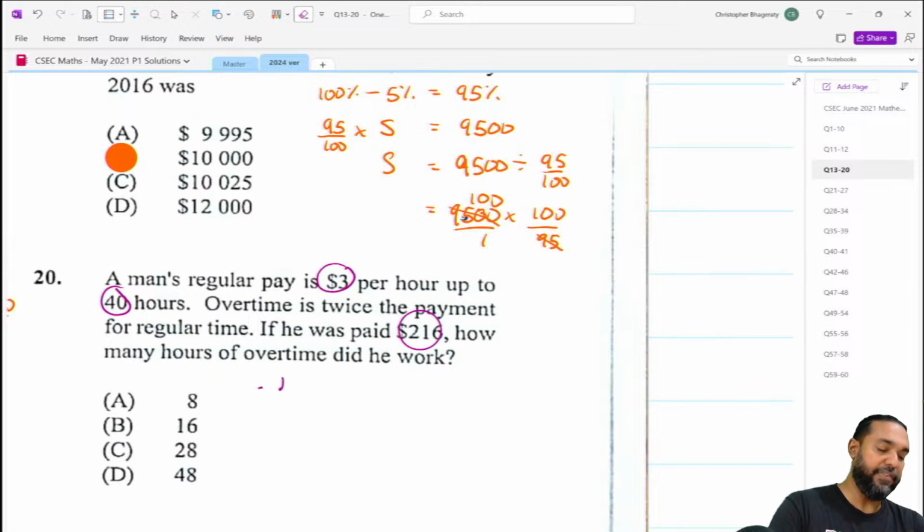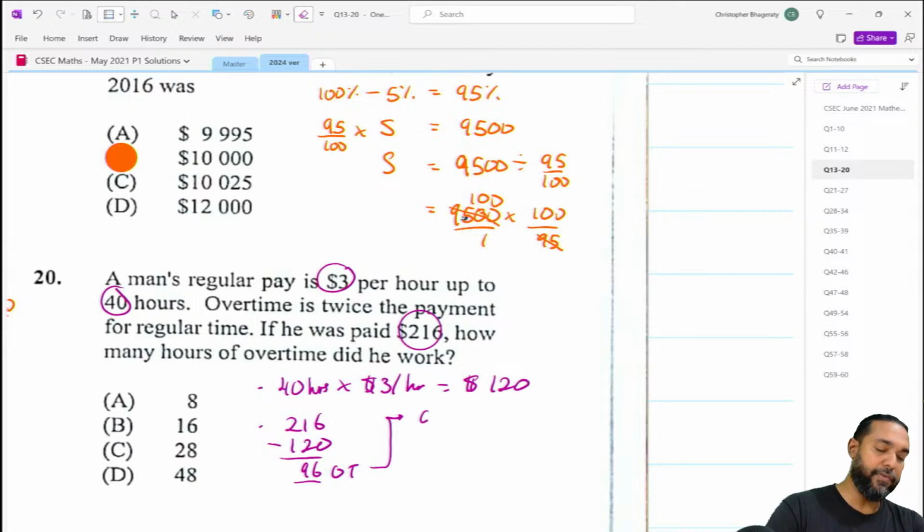So first of all, if you take 40 hours and multiply by $3 per hour, you'll get $120. Now, if your total pay was $216, out of which $120 is your regular pay, $96 is therefore overtime. Now, if your overtime rate is double or twice the regular, that's 2 by 3, which is 6, right? So to find the overtime hours, you could take your overtime pay and divide by the rate. 6 into 96 goes 16 times. So that's 16 hours.